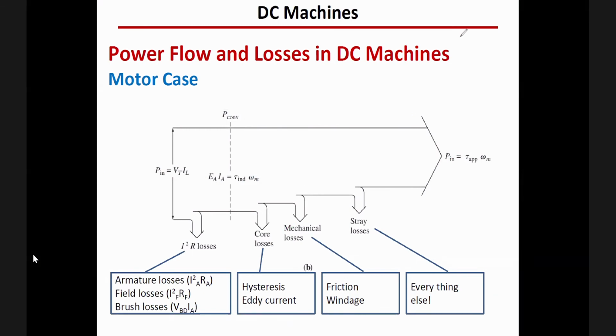Again, at home, make sure that you revise this slide and understand basically how the power is flowing from one side to another side. Because when we come to the generator case, and you can jump in later and see the generator case, you will see that we have the same flow, but now in a different direction. So for the generator, this one will be the input, this one will be the output. That's it.